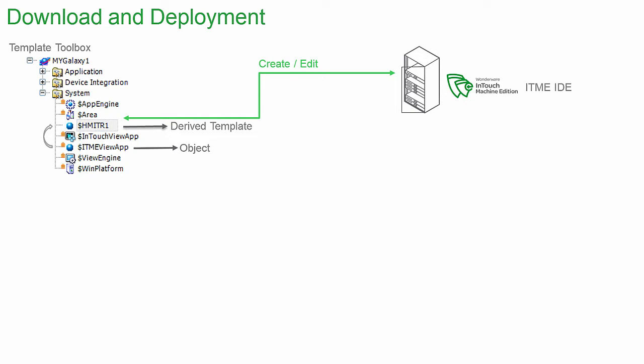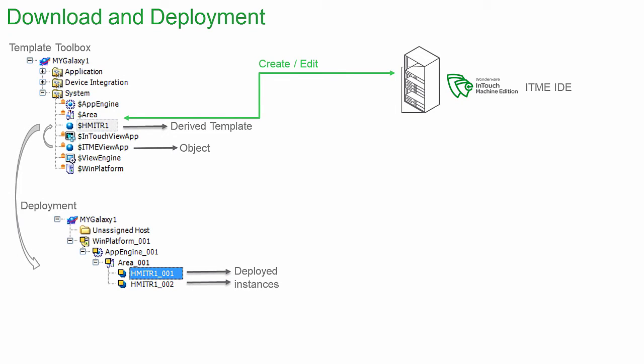You can launch the InTouch Machine Edition from the object, and you can make all your changes, your screens, your tags, your alarms configurations, communication interfaces, everything with the InTouch Machine Edition IDE. And when you save the changes, we save this information back to the Galaxy repository. Once your project is developed, then the next step is to deploy the object.